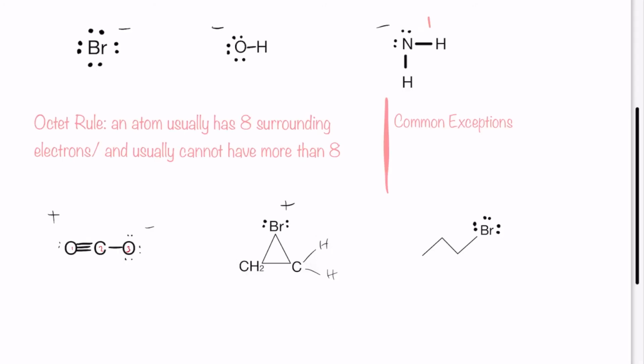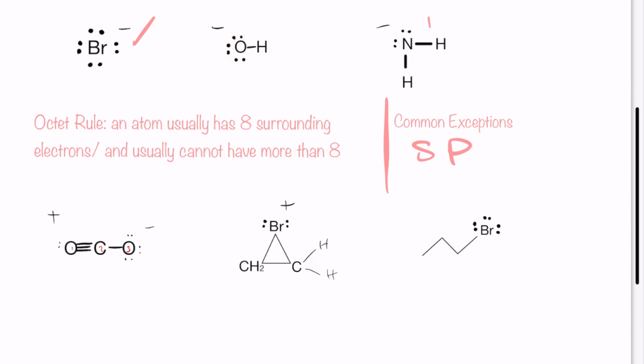Now let's take a moment to discuss the octet rule, because when I was a student, I would often confuse it with formal charge. The octet rule states that an element tends to have 8 surrounding electrons and usually cannot have more than 8. And I say usually because there are exceptions to this, such as with sulfur and with phosphorus. And we're going to explain why in a little bit. But for now, let's take a look at some examples. If we look at the first example with bromine, we see that surrounding bromine, there are 8 electrons. And therefore, bromine is obeying the octet rule while incurring a formal charge. So bromine is good to go.